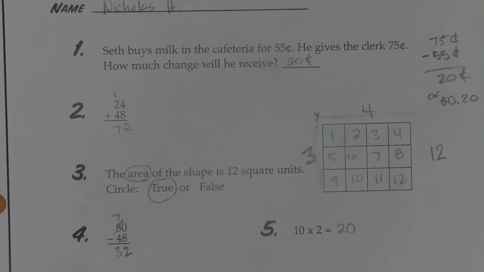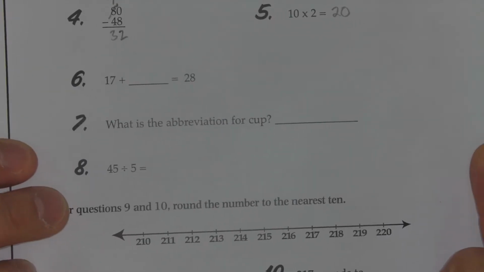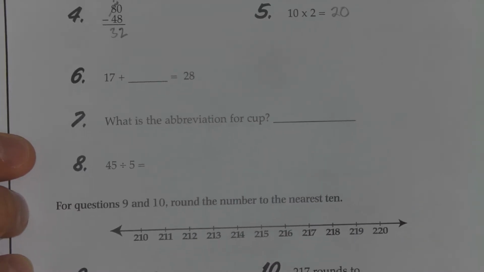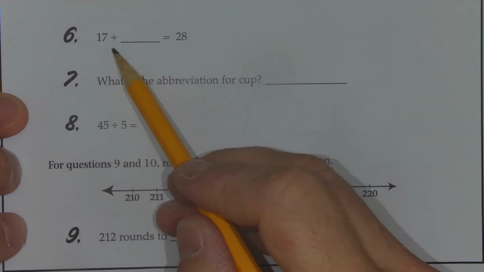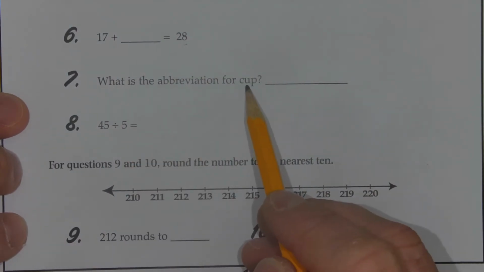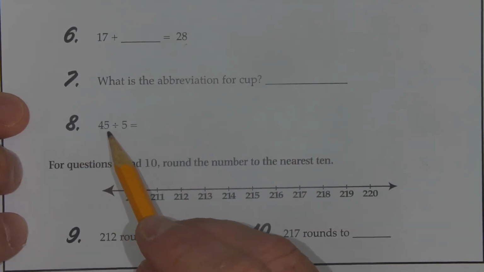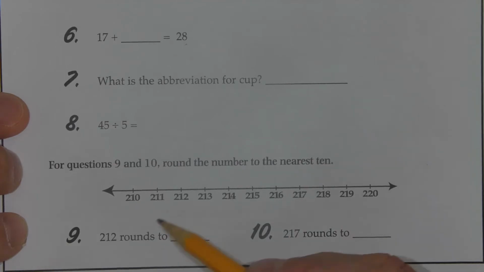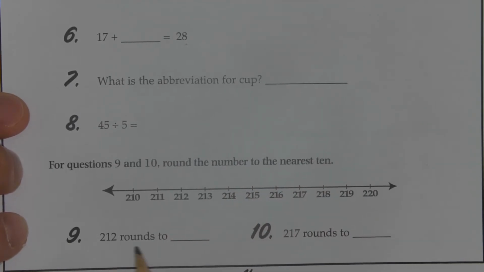80 minus 48 is 32, and 10 times 2 is 20. If you go down and look, 6, 7, 8, 9, and 10. Number 6, 17 plus something gives you 28. Number 7, what is the abbreviation for cup? Number 8, 45 divided by 5. And number 9, round the number to the nearest 10 for numbers 9 and 10.